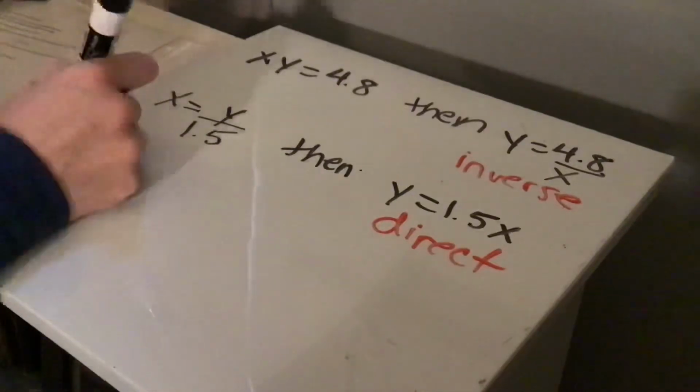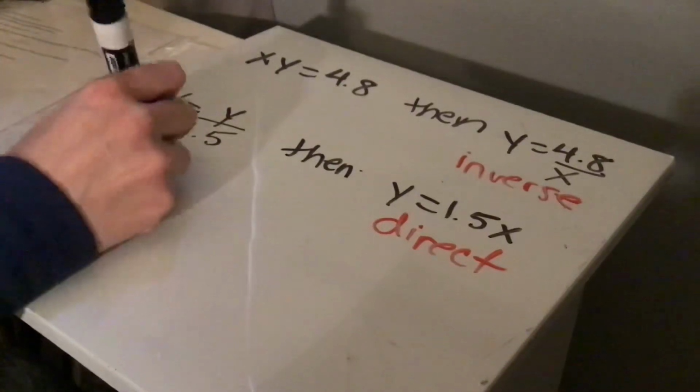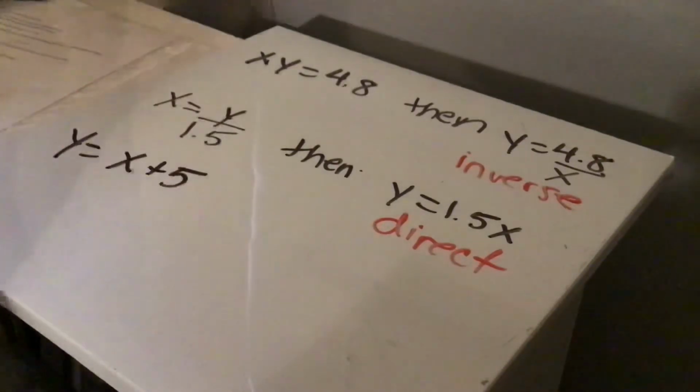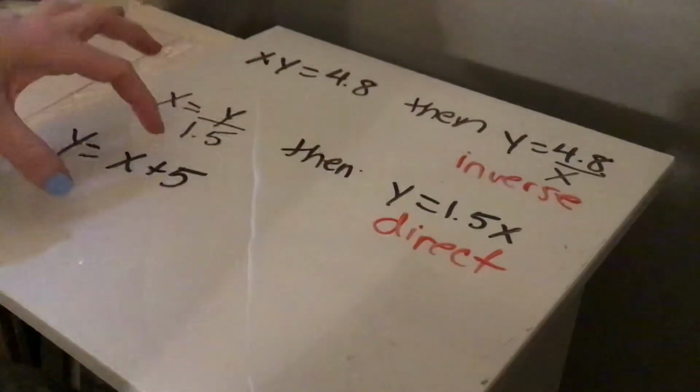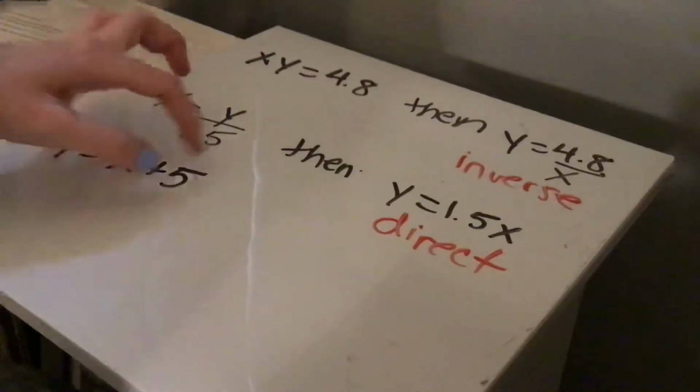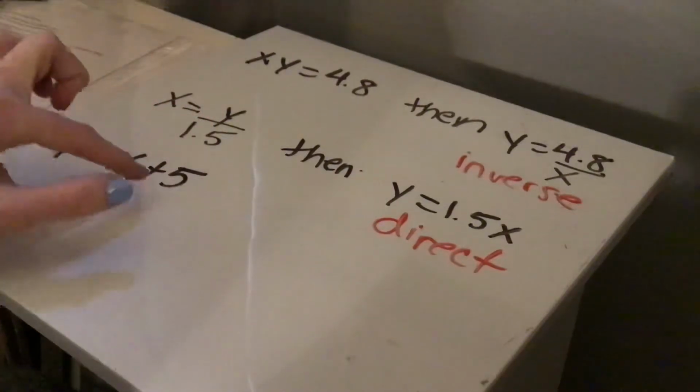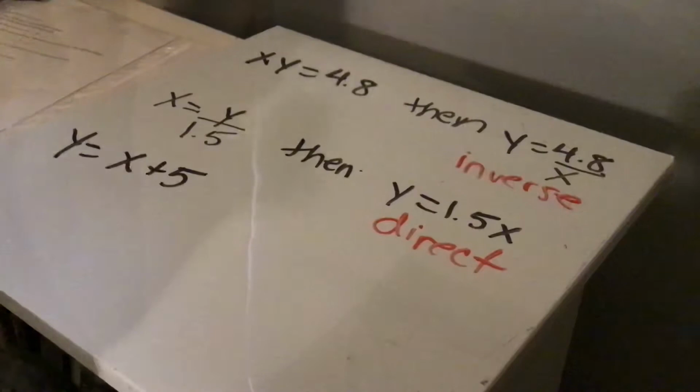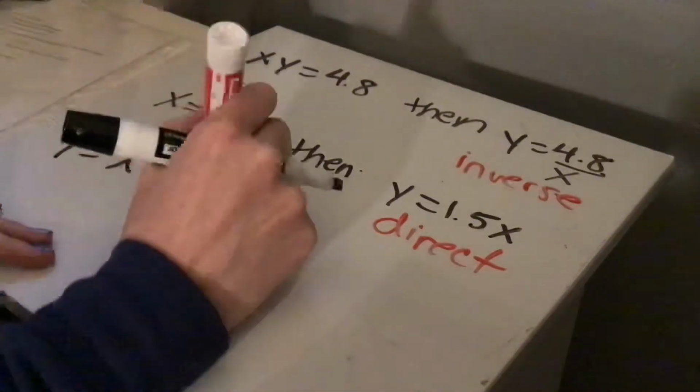But then something like the last one, y equals x plus 5, doesn't fall into either one of these. Yes, it has x times 1, but you're adding something. So this is not direct, and it's not inverse. This is neither type of variation.